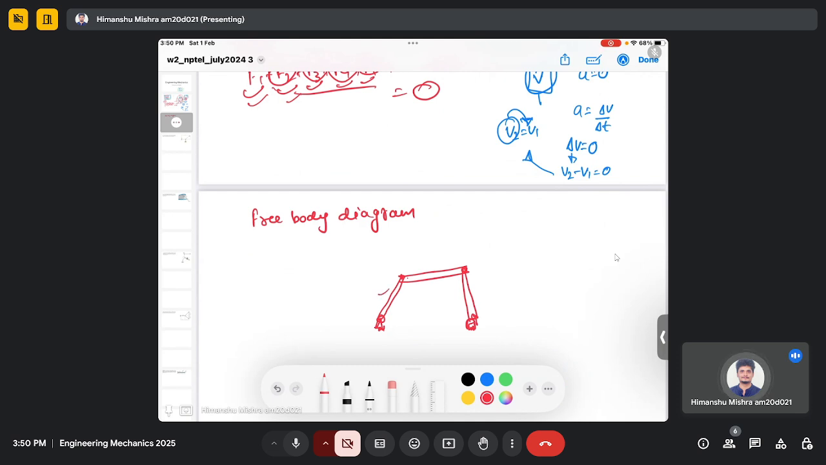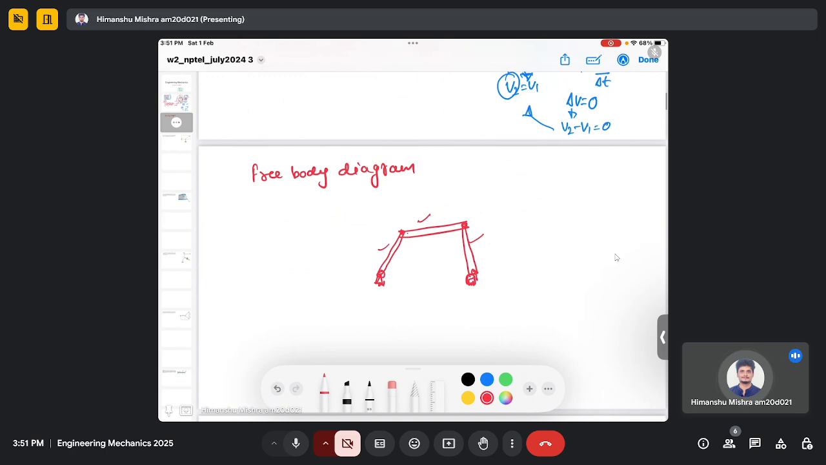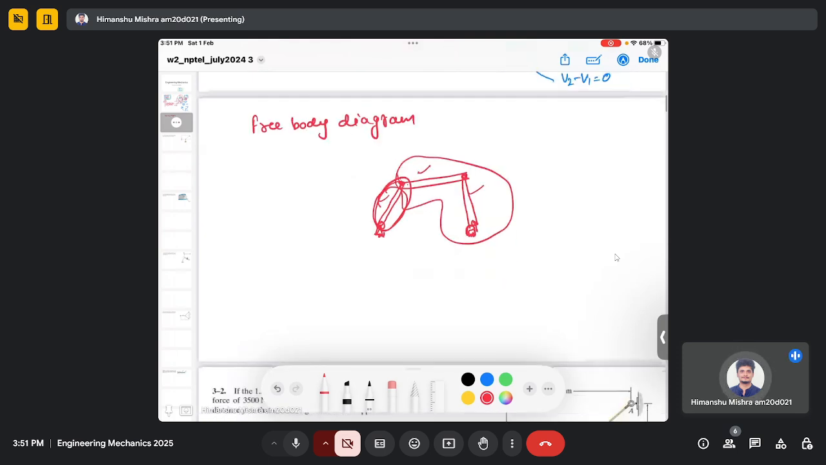So you can see there are three bodies which are interconnected to each other, and in order to find the forces in each of the bodies, your first step should be to isolate each body. Let's say you need to find forces in this body here, then you should isolate this part of the body from the remaining system. So you just isolate it, you draw all the forces which are acting on this body.